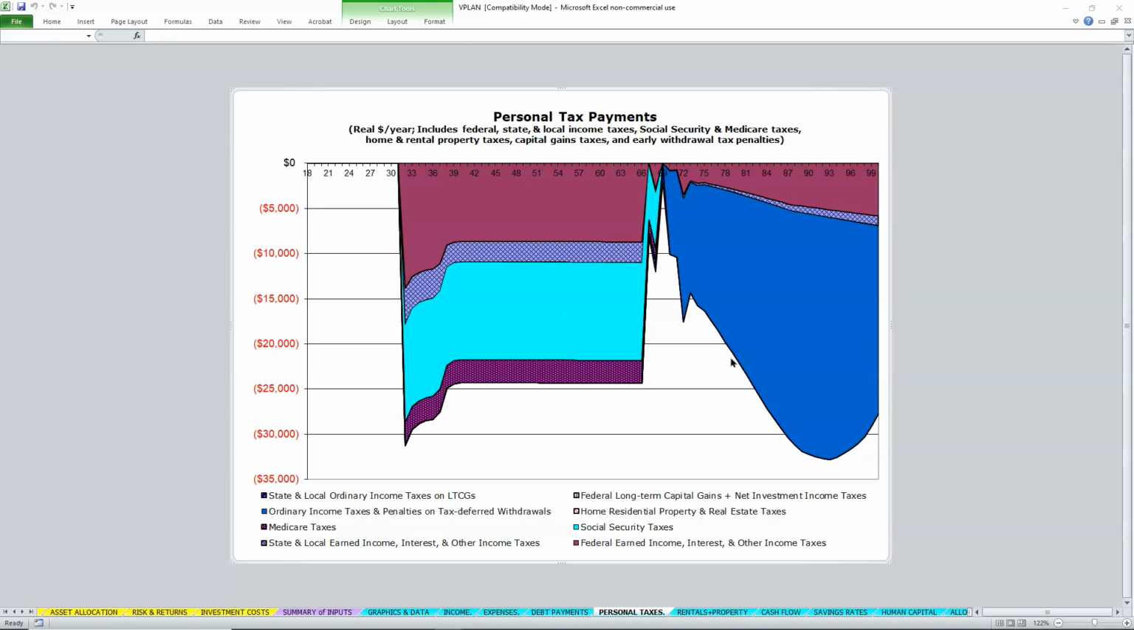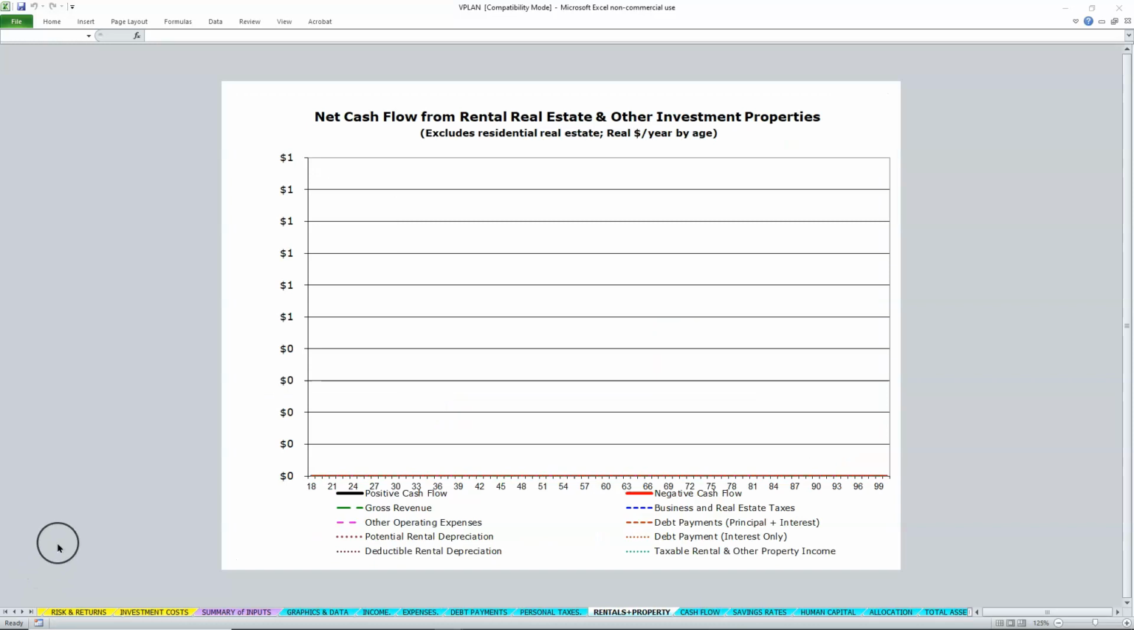Next, we will click and view the blue-tabbed Rentals and Property graphic. This is the rental real estate graphic. This young couple does not own any rental real estate. If they did, this rental real estate line graph would show positive and negative cash flow, revenues, expenses, and debts, and taxable incomes net of depreciation that would flow onto their personal income tax return.